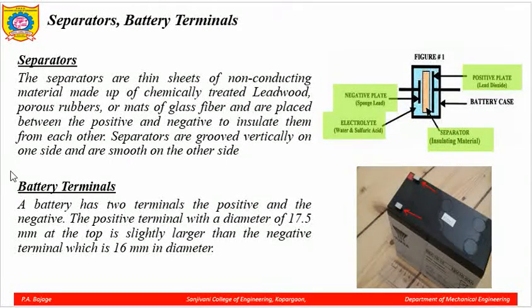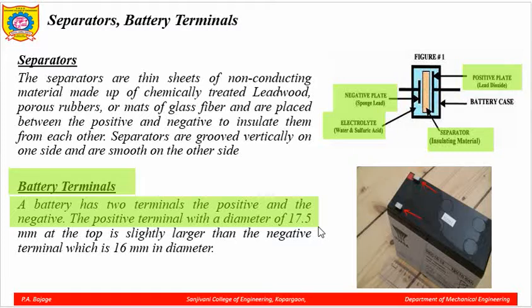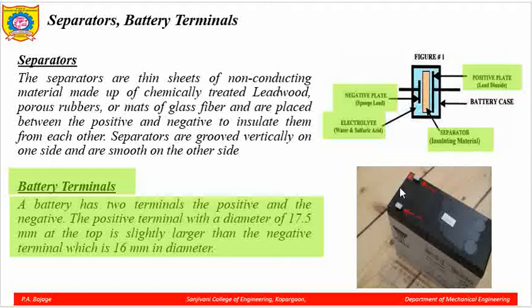Okay. Next point is the battery terminal. A battery has two terminals, the positive and the negative. The positive terminal with a diameter of 17.5 mm at the top is slightly larger than the negative terminal at 16 mm in diameter. You can see in this diagram, these are the battery terminals.